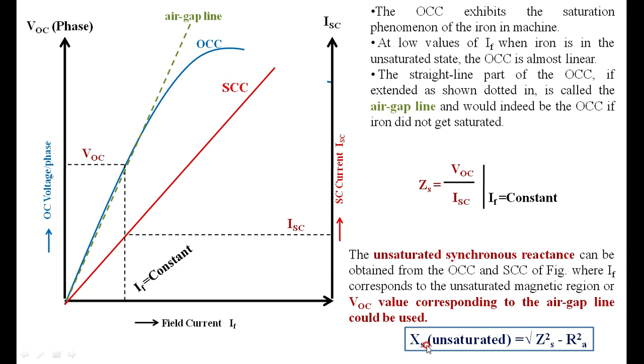Then the reactance can be calculated from this ZS as the square root of ZS square minus RA square. The VOC value corresponding to the air gap line should be used to calculate the unsaturated synchronous impedance, that is, to find the unsaturated synchronous reactance.